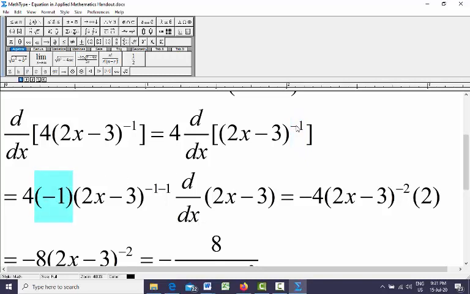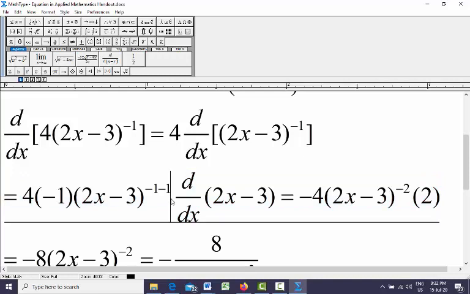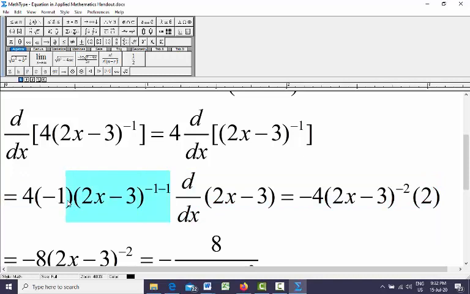So the power is minus 1. We need to write the power first, that is minus 1, and then from the existing power, which is minus 1, we need to deduct 1. That means minus 1 minus 1. So this part is the differentiation of the power.